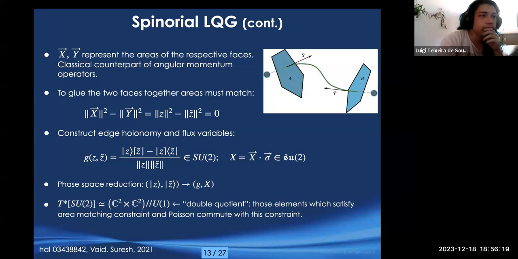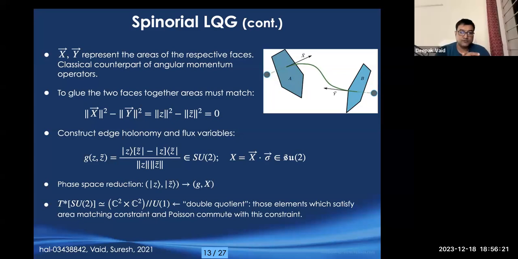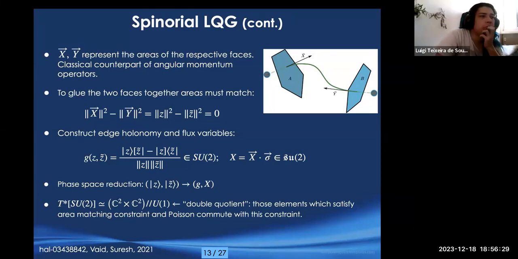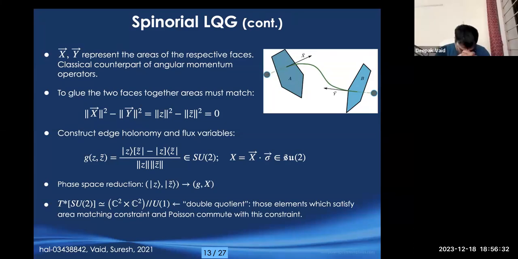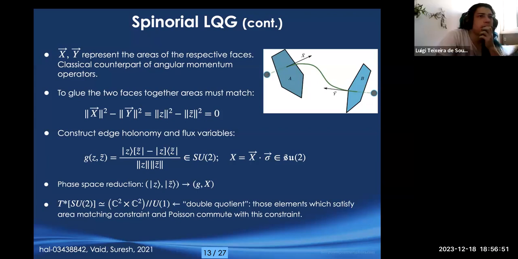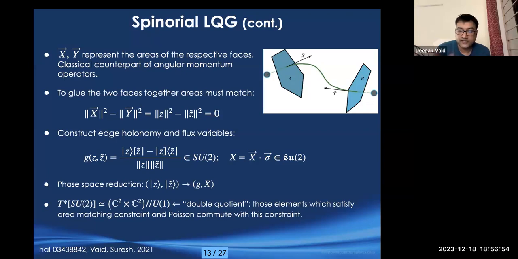And this is a double quotient, meaning that it has to satisfy both at the level of the variables themselves, and also the constraint, this area matching constraint, which is this x squared minus y squared in the second line. So that selects a physical sector. It should satisfy that also. So that's why there's a double quotient.